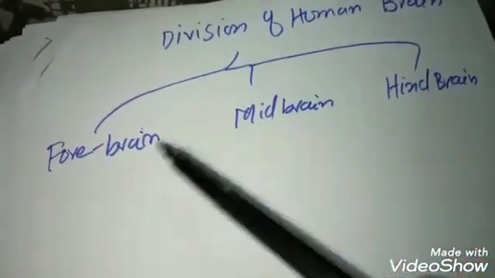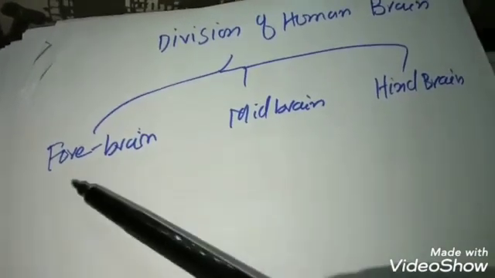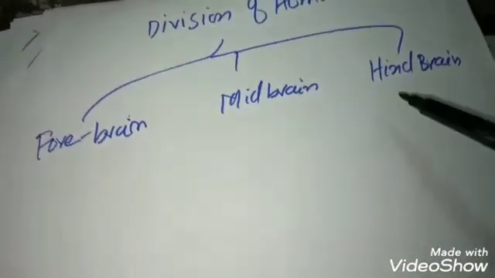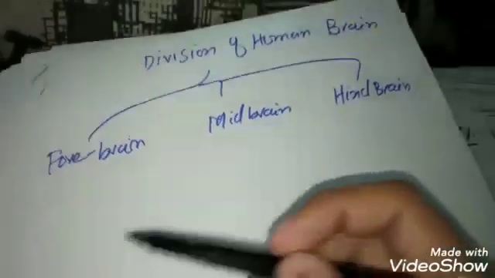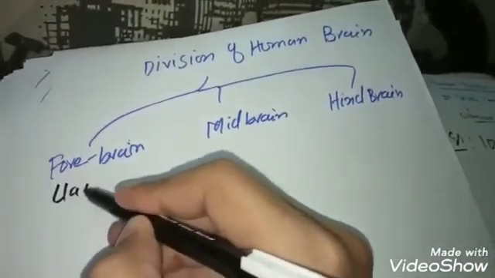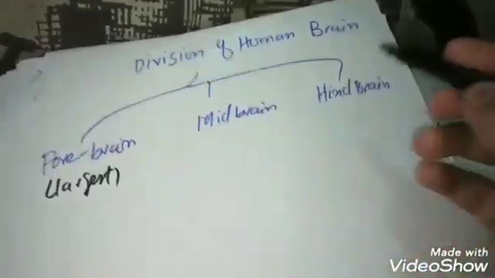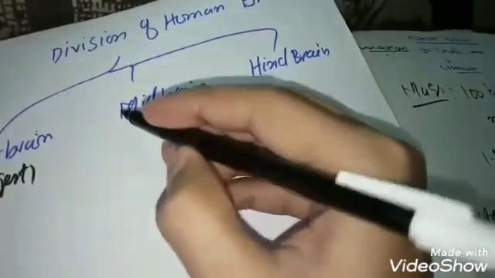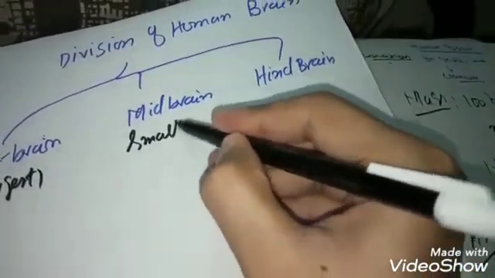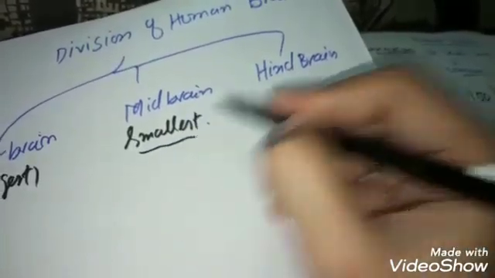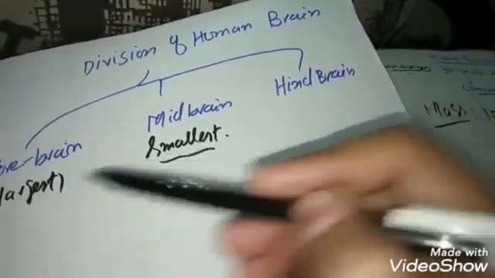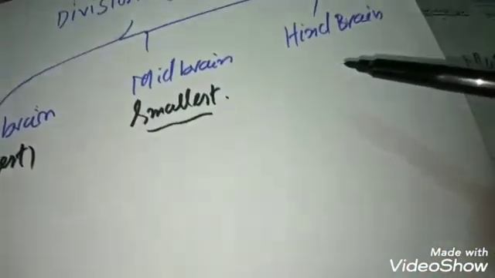Let us next talk about the divisions of the human brain. For convenience and better study, the human brain is divided into three main parts: forebrain, midbrain, and hindbrain. The forebrain is the largest and the midbrain is the smallest. The hindbrain is in between these two, according to mass and size.